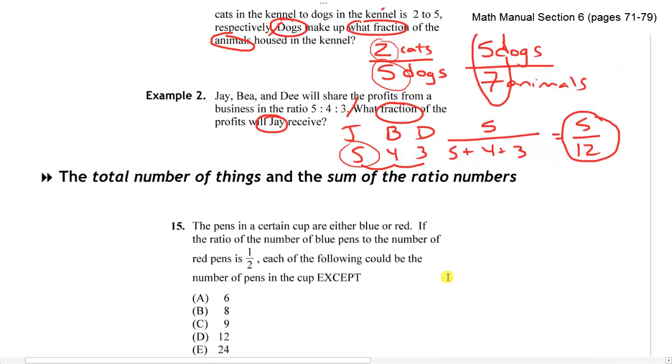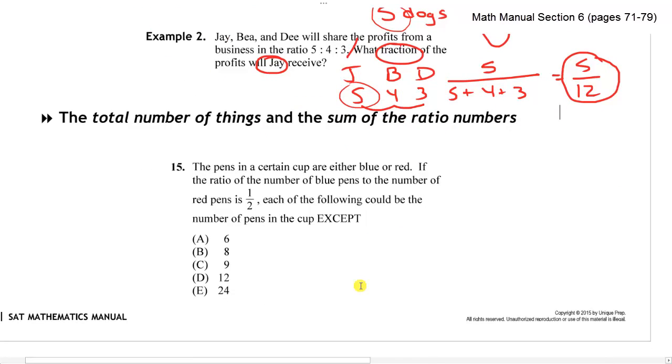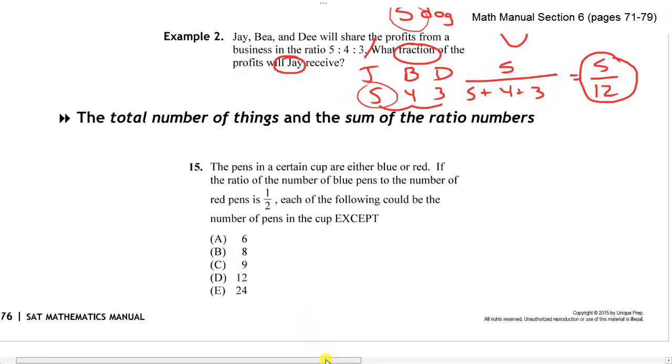In the example at the bottom of the page, number 15, this guy is a bit tricky. Again, you might want to try to solve this on your own, see how you do. So pause the video, do it on your own. I'm going to keep working here.